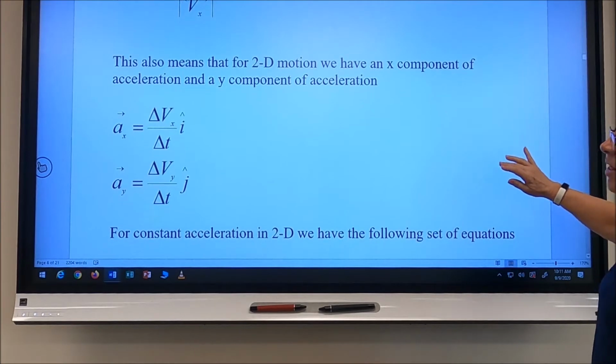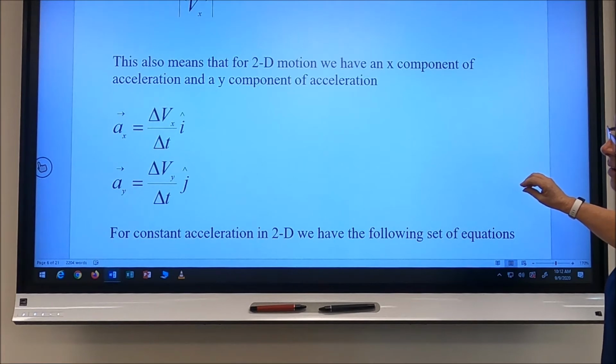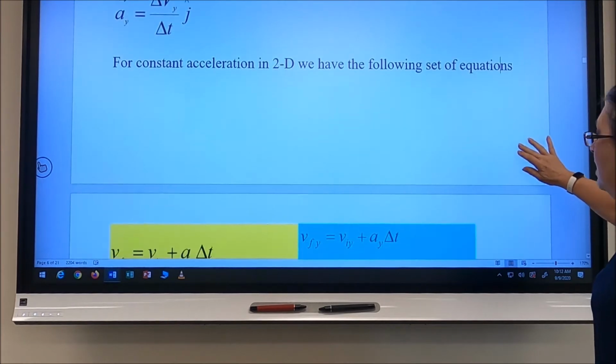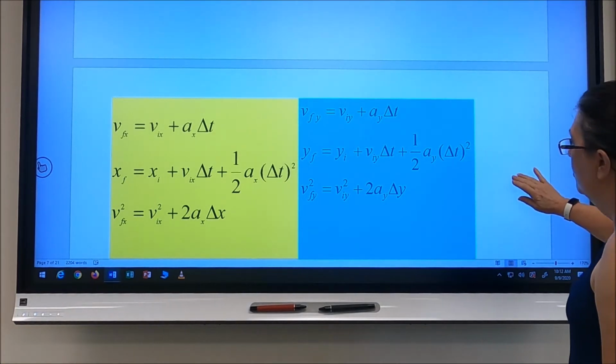Okay, we can go through the same thing for acceleration. Acceleration in the x direction is delta vx over delta t i. Ay is equal to delta vy over delta t j. Okay, which gives us the following set of equations. Now guys, these are just the equations we were using with 1D motion, but now we've written them for x and y. So there's your three equations, just written in terms of x and y.